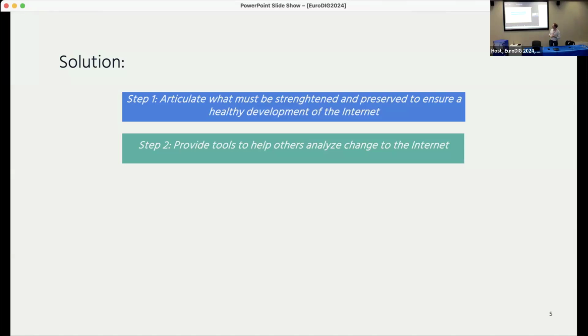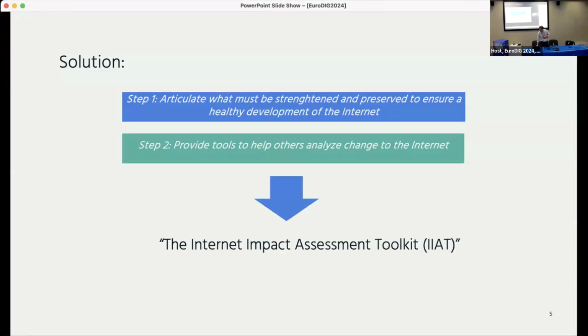The second step here was to provide the tools. So once we've articulated and tried to describe what makes the internet and what makes it so successful, we need to provide people with the tools to help analyze how different changes impact the internet. So this was a two-step solution. We started with step one, trying to articulate what makes the internet, and then we built this toolkit that helps you analyze these changes vis-a-vis the internet. So the output of this work became what we call the Internet Impact Assessment Toolkit.